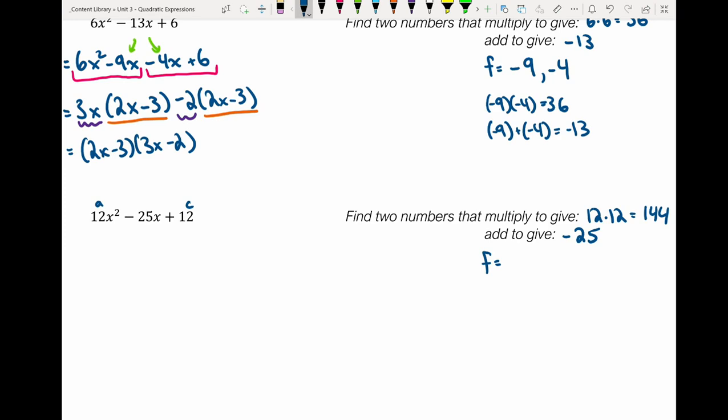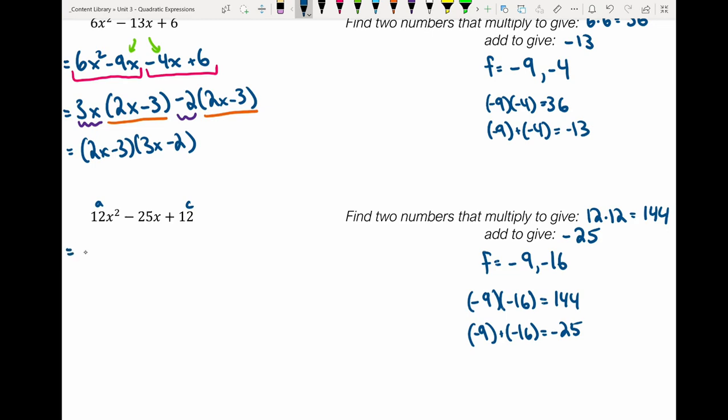So if I want to find my factors, again, because the product is positive and they add to a negative, I should have two negative numbers. In this case, we have negative 9 and negative 16. So again, it may just be some trial and error at first, but hopefully you do get to those two factors. And again, negative 9 times negative 16 equals 144. Negative 9 plus negative 16 equals negative 25. So those two numbers work.